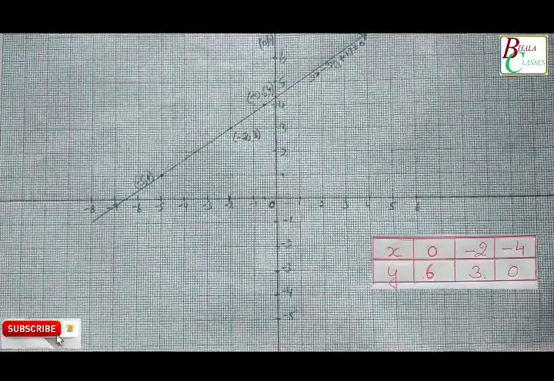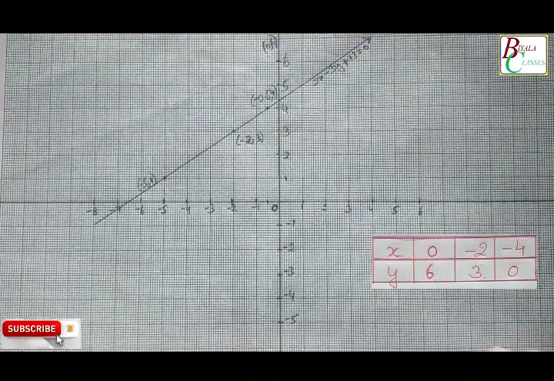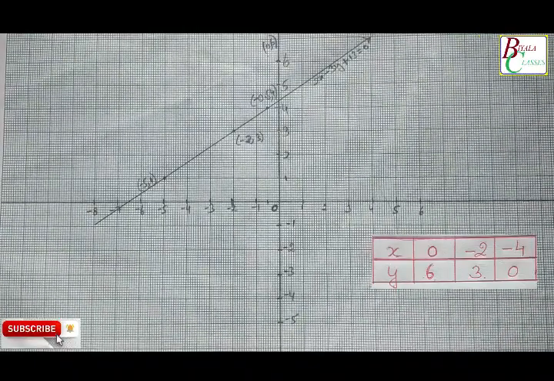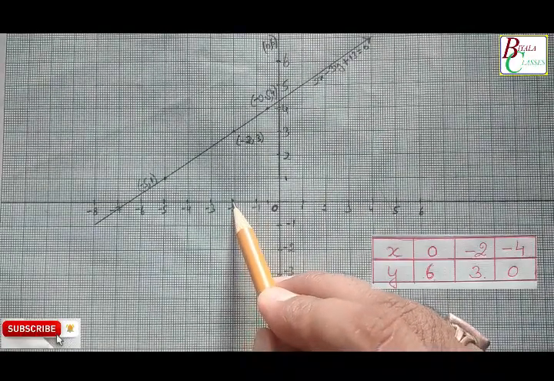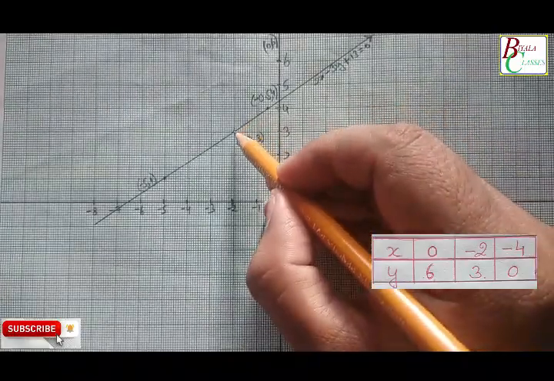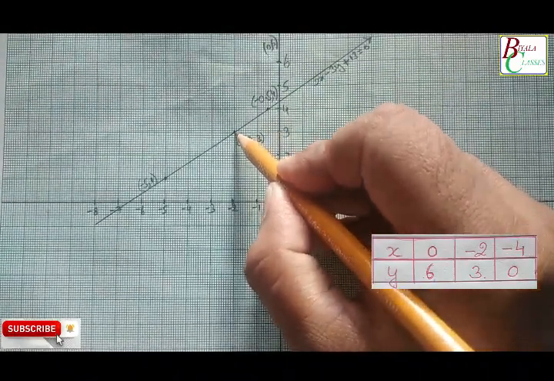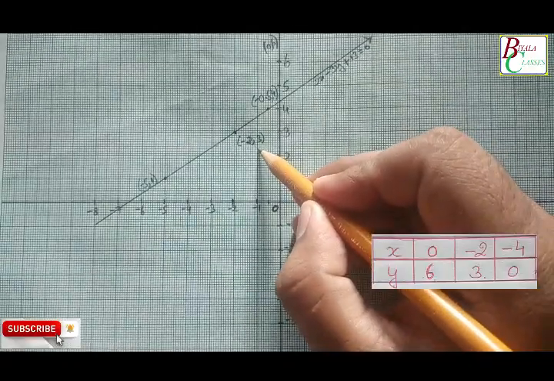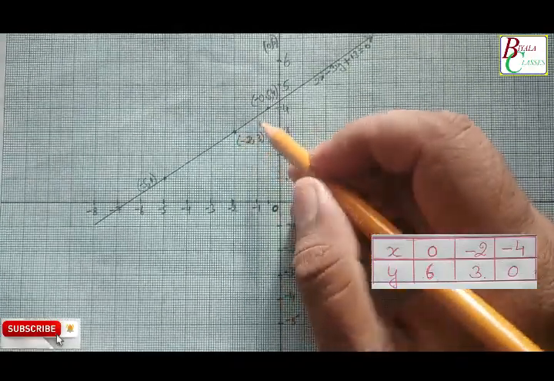The second point, or the second solution which we have, is x equals -2 and y equals 3. Now this is the same point which we had in the first equation also. So no need to repeat it. You may just take it as it is.